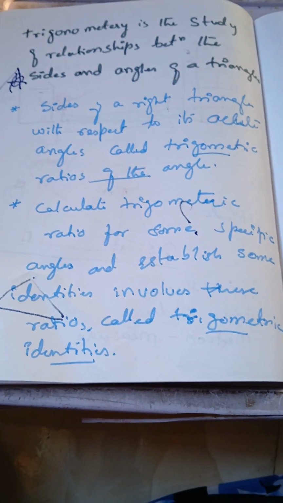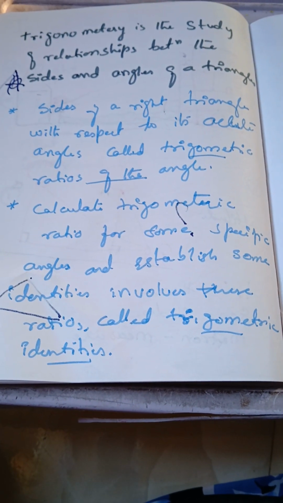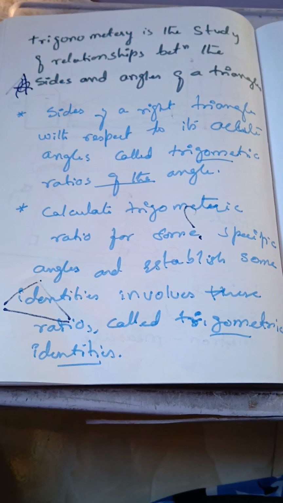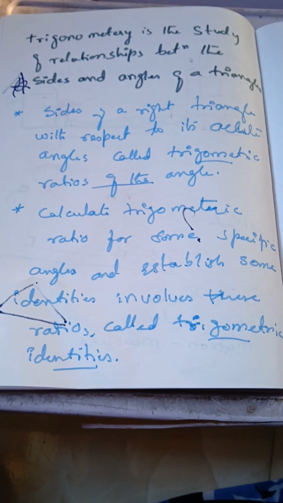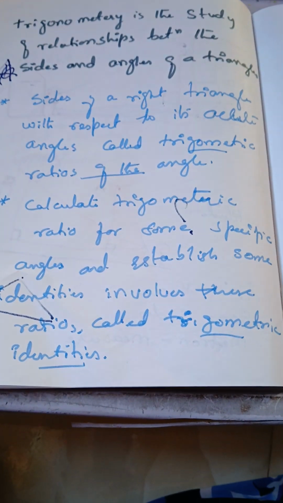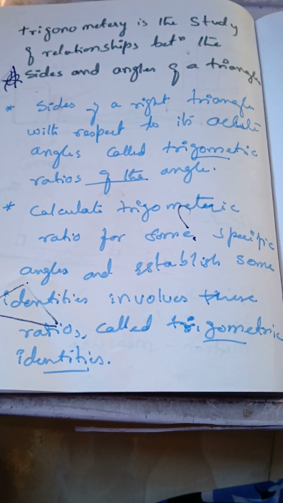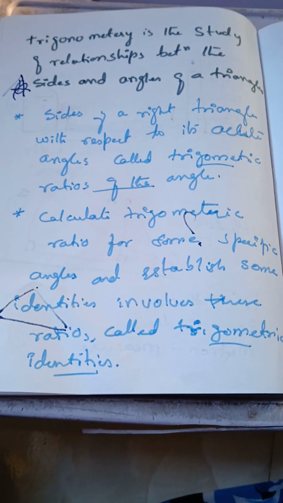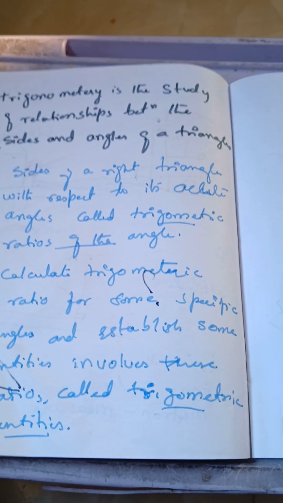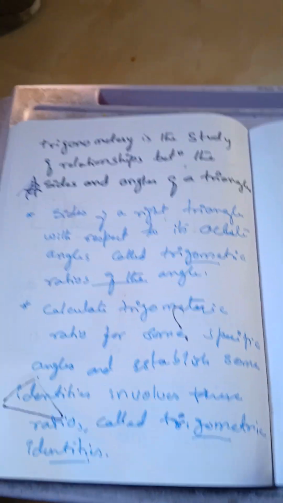We will also calculate the trigonometric ratios for some special angles and establish some identities involving these ratios, called trigonometric identities. Okay, so in this class we will study trigonometry. First we will go through the trigonometric ratios. Correct?